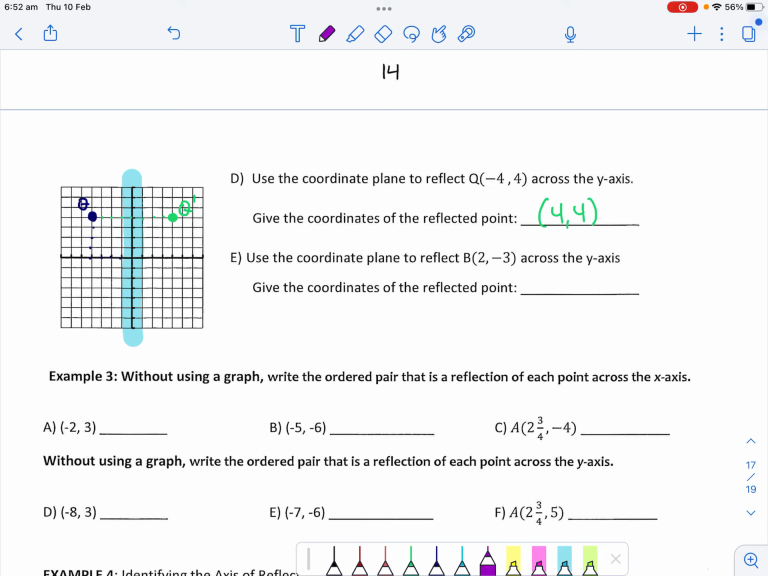If I plot 2, comma negative 3, 1, 2, 1, 2, 3, that's B. So I'm going to count to the left this time, 1, 2, and then go 1, 2 more to the left. So this is B prime. And again, my x coordinate is going to change. So I'm negative 2 to the left now, but I'm still down at negative 3.